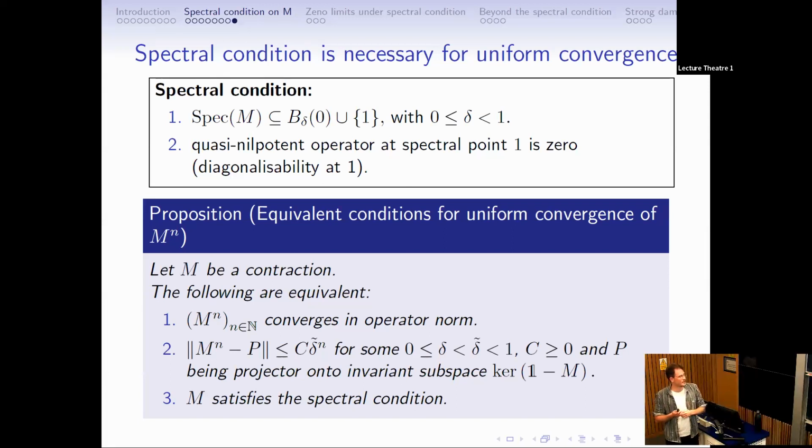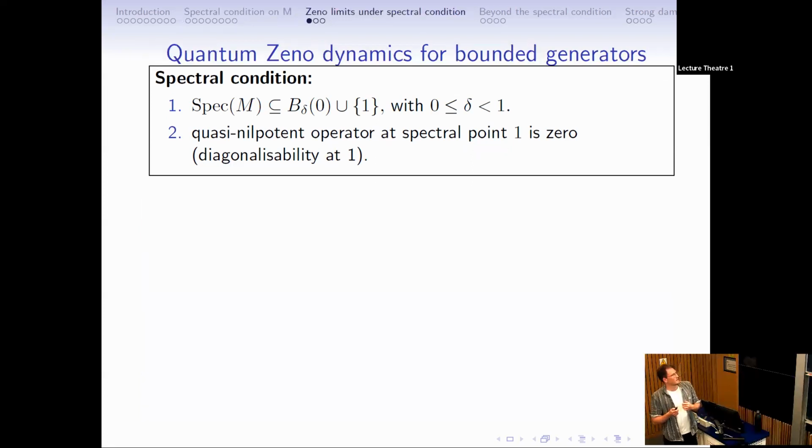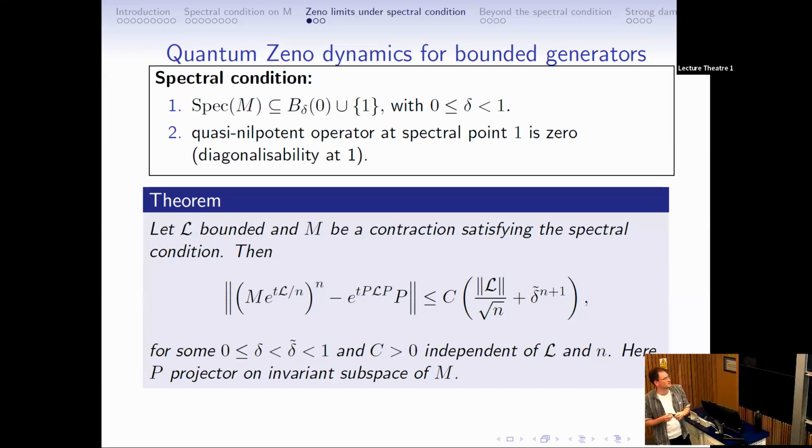Of course, it might still be very hard to check whether a given contraction satisfies the spectral condition. That's the hard part, but it's still a full spectral characterization of operator norm convergence. And that can be lifted relatively easily to prove convergence of the Zeno product in operator norm for bounded generators. That's the quantitative version I was talking about. I have a bounded generator and a contraction which satisfies the spectral condition, and then in the limit as n goes to infinity, the Zeno product converges to an effective Zeno dynamics, where the speed of convergence we got is 1 over square root n.